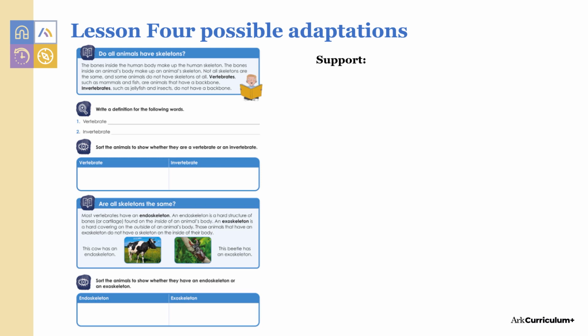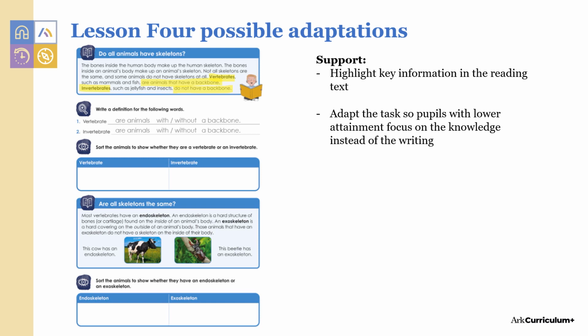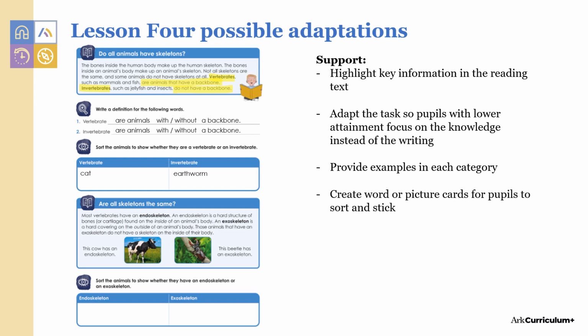Like in Lesson 2, for Lesson 4, you could support pupils by highlighting the key information in the reading text. And this could be done for every reading text pupils come across. You could adapt the task so pupils with lower attainment focus on the knowledge instead of the writing. Here you can see pupils just need to circle with or without. You could provide examples in each category. Here for vertebrate and invertebrate, we have cat and earthworm already added. And you could even create word or picture cards for pupils to sort and stick.